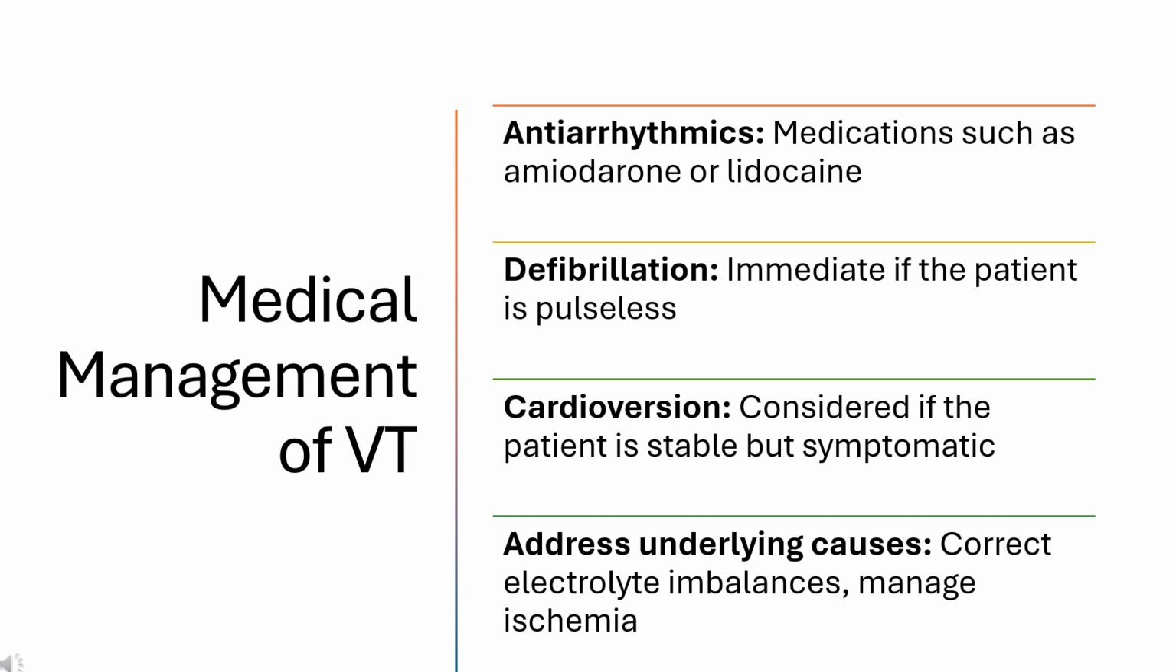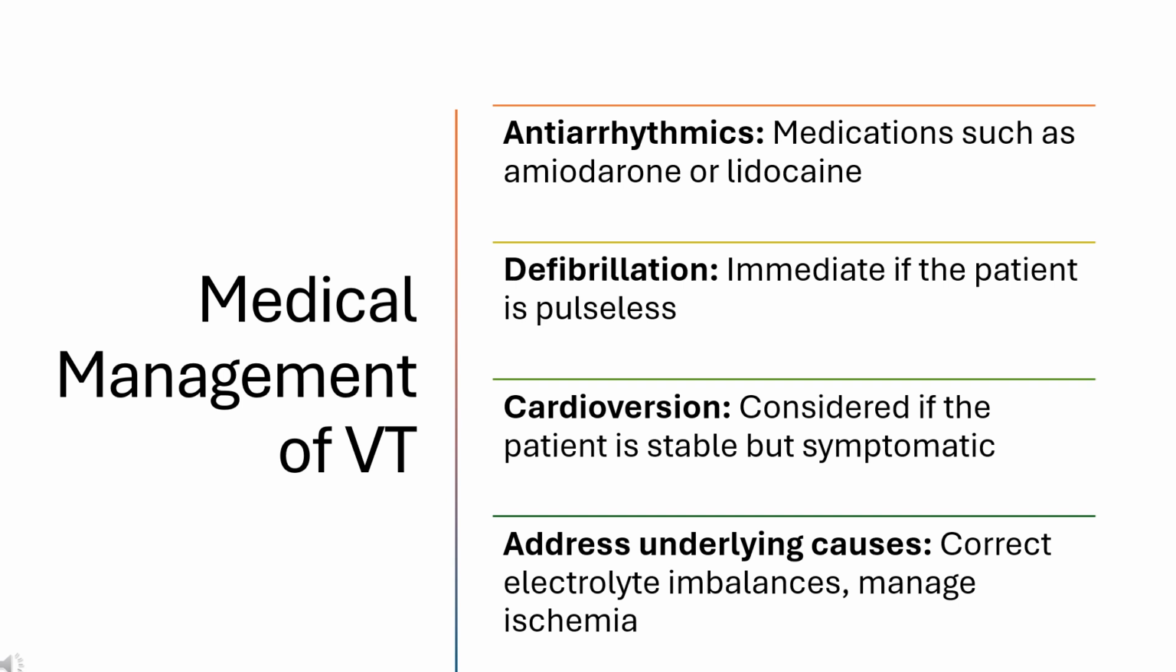Now, if we have pulseless VT, so we have VT on the monitor, but there is no pulse felt on the patient, we need to go to defibrillation. It is the primary treatment for patients with pulseless VT. It involves delivering an electrical shock to the heart to terminate the abnormal rhythm and restore a normal rhythm.